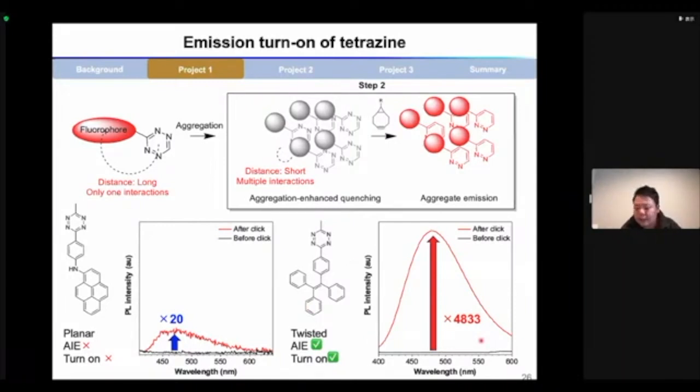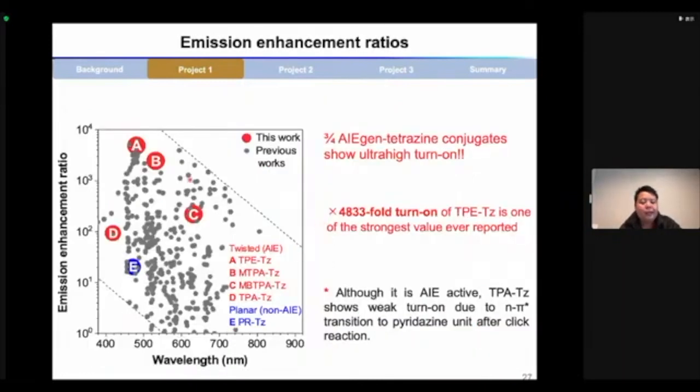To be noted, this is one of the best values reported in terms of the fluorogenicity of tetrazine dyes. And I checked the other three molecules as well. As you can see here, three out of the tetrazine-AIE conjugates show very good turn-on efficiency. Sorry, let me explain. This is a figure of the emission enhancement ratio on the y-axis and emission wavelength on the x-axis.